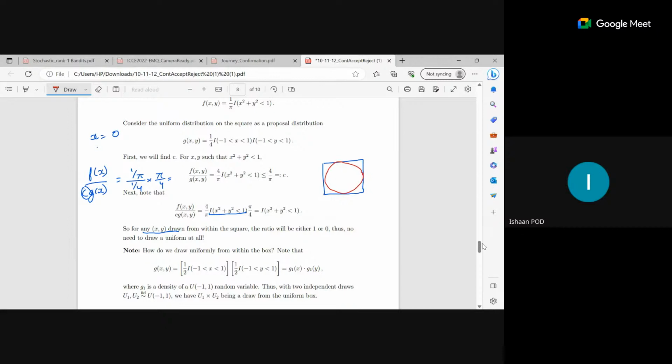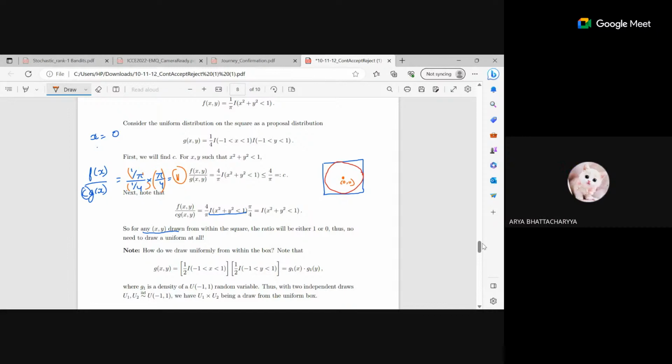Suppose I have drawn a point from this region, suppose I have drawn this (0, 0). For this point, my ratio will always be one, because whatever I do, my f(x) would be this, g(x) would be this, and my c would remain the same always.